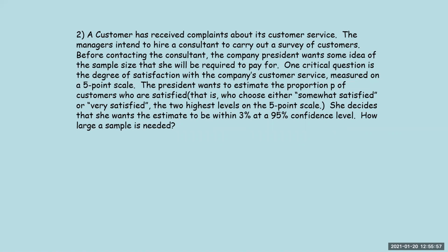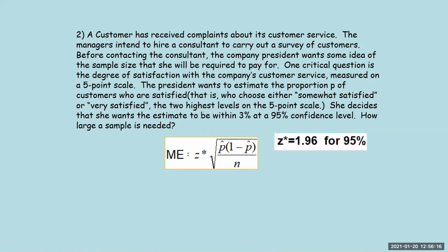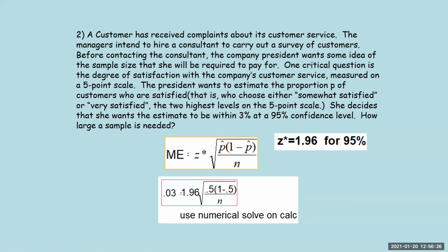So this is a finding a sample size problem. If we look at the margin of error equation for proportion, we have margin of error, ME, equals your z statistic times the square root of p hat times 1 minus p hat divided by n. So let's plug in what we know. We know that we are looking for a 95% confidence level, and that has a z statistic of 1.96. We know that our margin of error is 0.03. We know that our z statistic is 1.96, and we know that under the square root we have 0.5 times 1 minus 0.5, and we are looking for n.